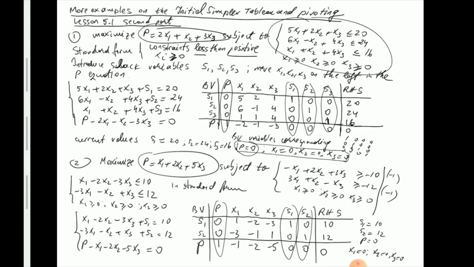So with these examples in mind, I hope it's pretty clear how we move from a maximization problem in the standard form, how we change it to a system via the slack variables, how we write the initial simplex tableau, and finally, how we figure out the current variables. Now, in the next part of the lecture, I'm going to go over one more pivoting example, and that should be sufficient for 5.1 before we move on to the actual algorithm. So stay tuned.